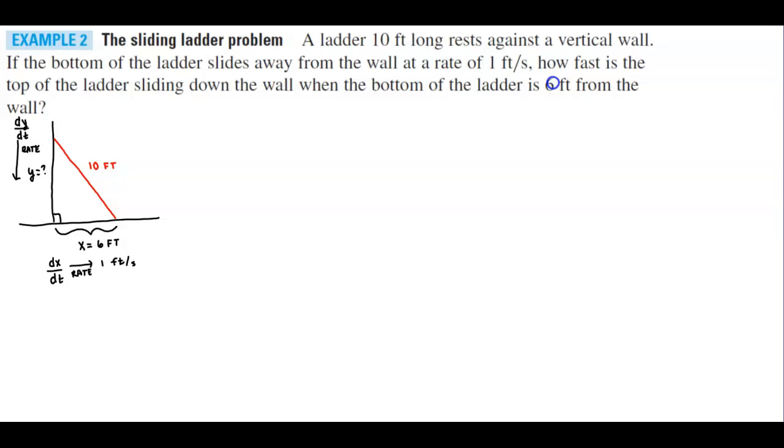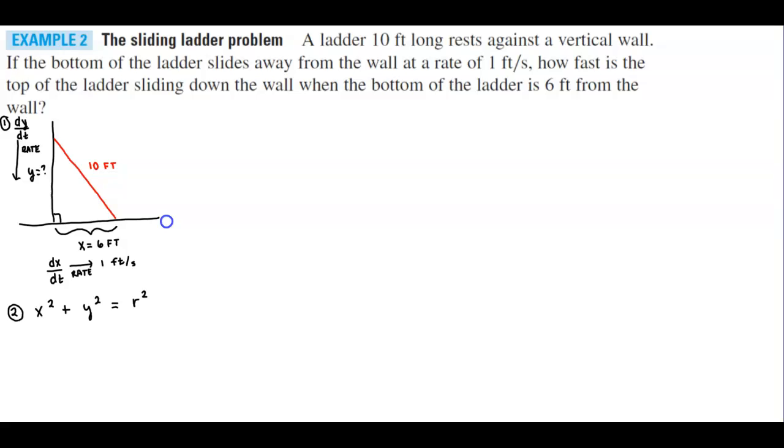And what we're looking for is dy with respect to t, because that is the rate of the ladder going down. So the first thing we need to do is draw a picture, and then figure out what y is. Since it's a right triangle, we can do that by using the Pythagorean theorem. So we have x squared plus y squared equal to the hypotenuse squared, or we can call it r squared.